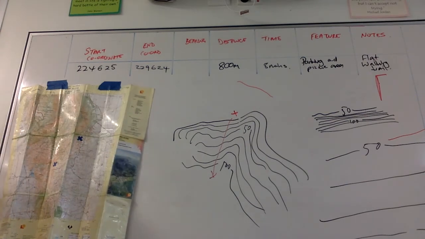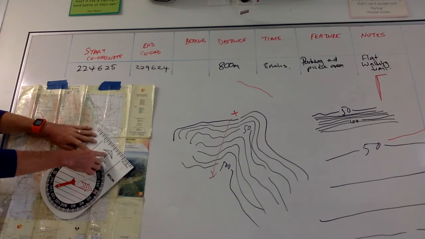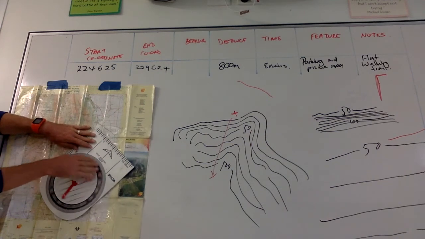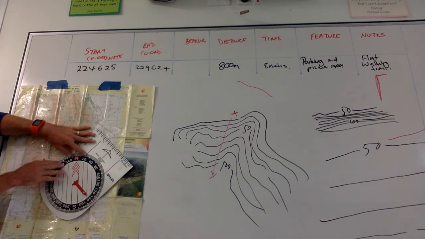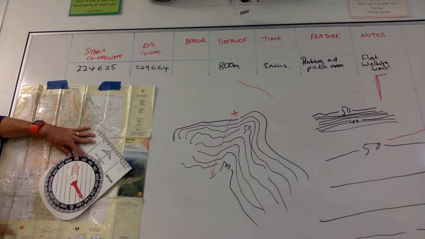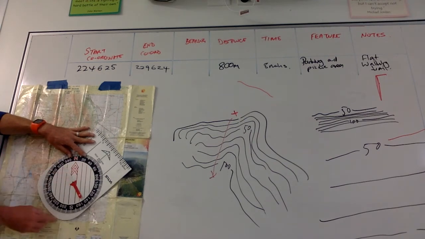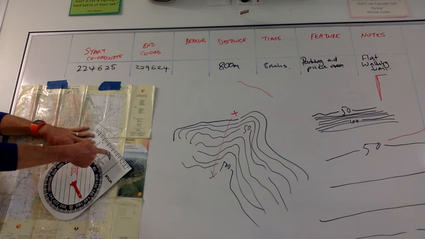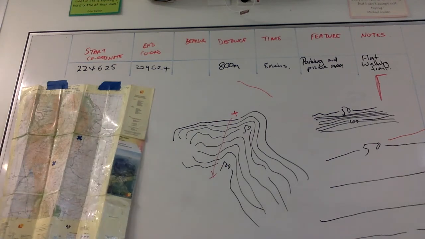Simply I line up the edge of my compass, put the direction of travel arrow in the direction I want to go, and then I spin that round so that north matches up with north on the map. So where is north? Down here. So north matches up with north on the map, and what's my bearing? About 50 degrees. I read it there, and it's about 50 degrees.